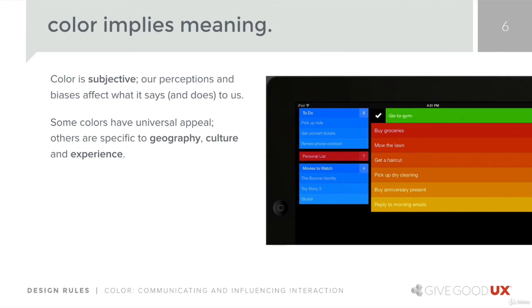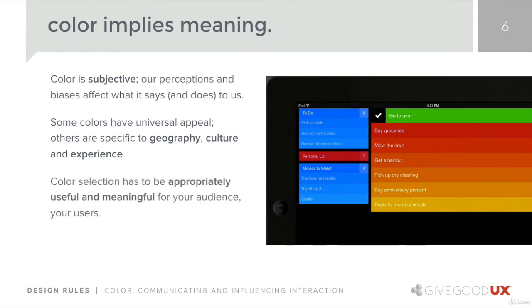That is not necessarily the case in other parts of the world. So while this makes sense to me, it's entirely possible that it may not make sense to someone in another part of the world. So I point that out because it's something you have to be cognizant of when you choose colors, especially when you associate color with meaning in an interaction. Your color selection has to be appropriately useful and meaningful for your audience and for your users. So you've got to do your homework here. You've got to research, you've got to test.